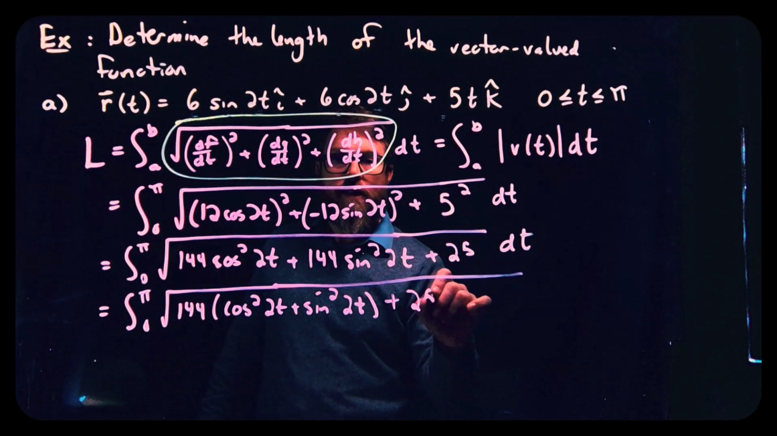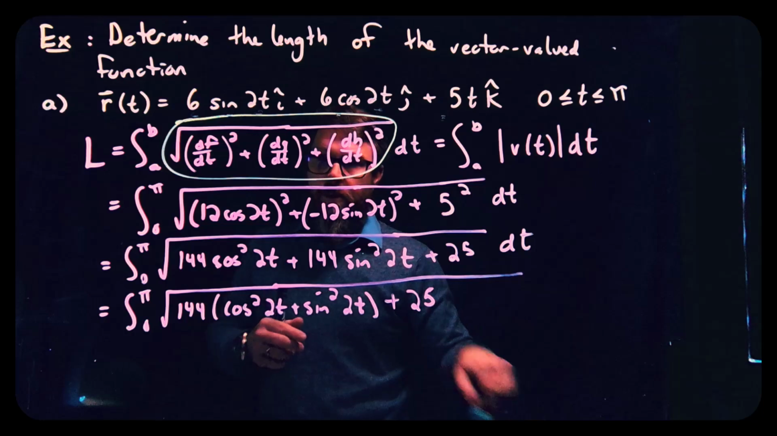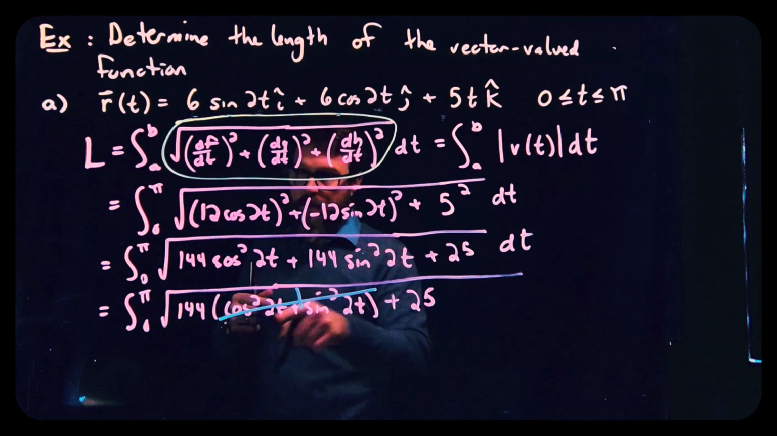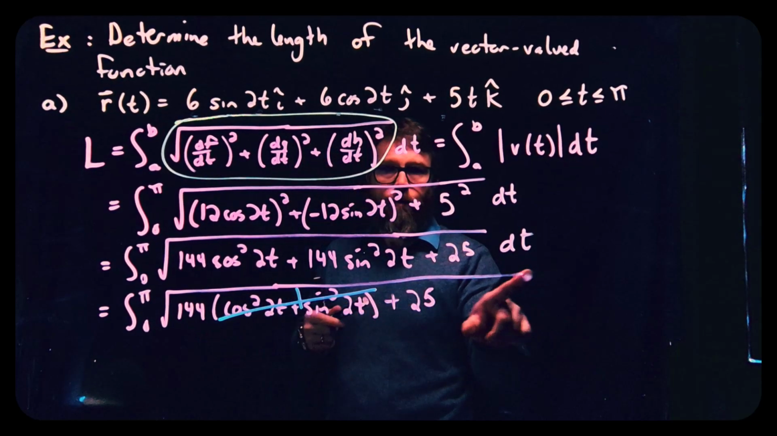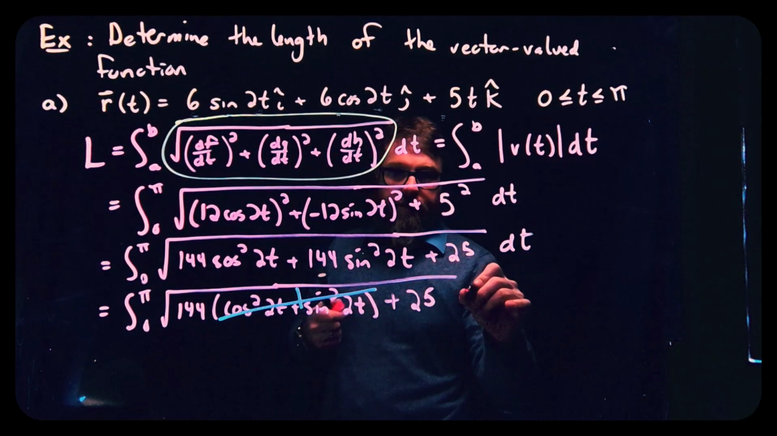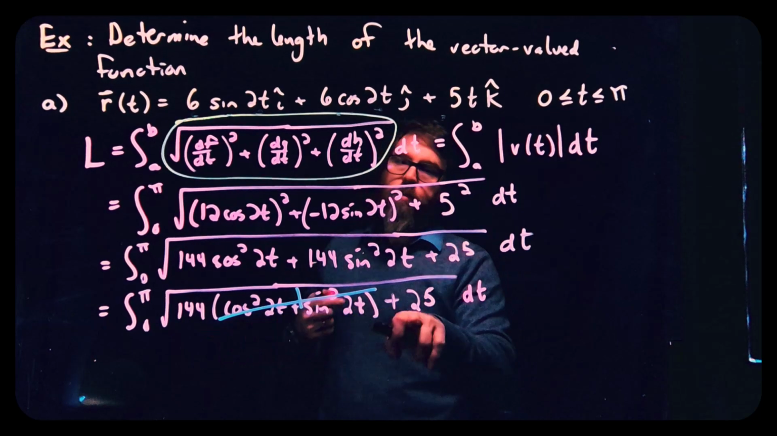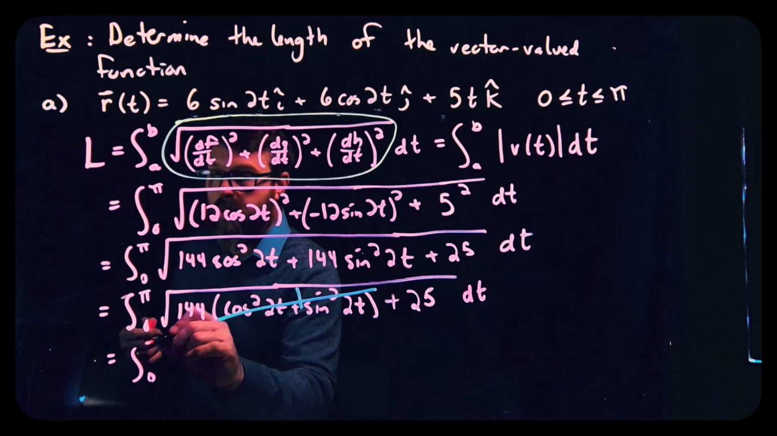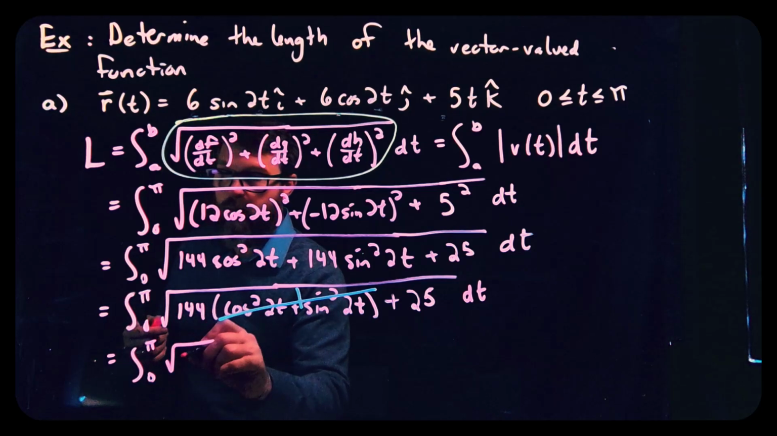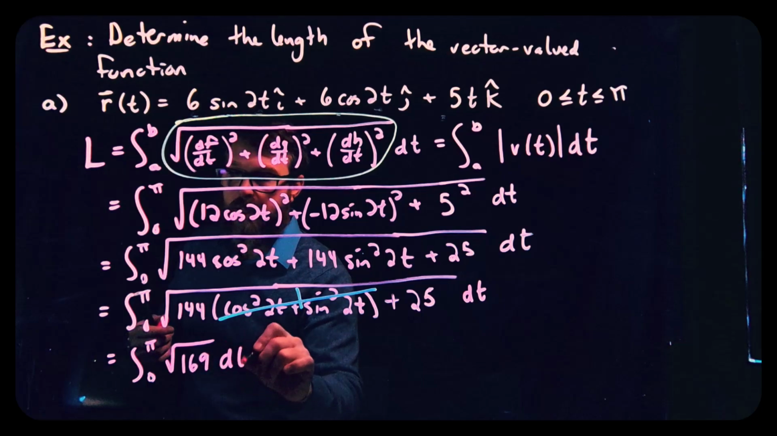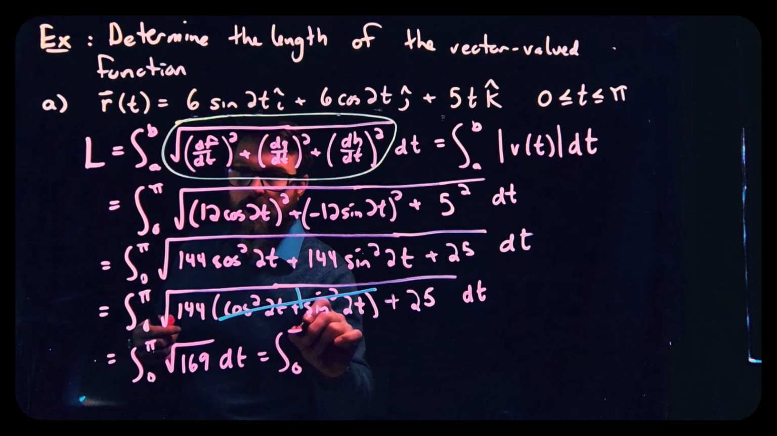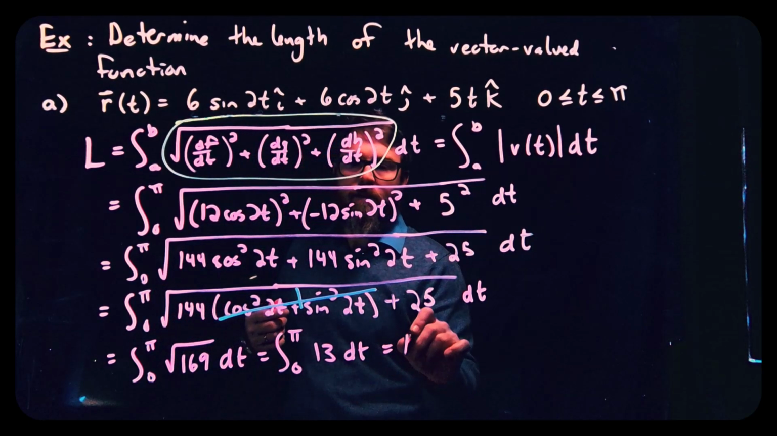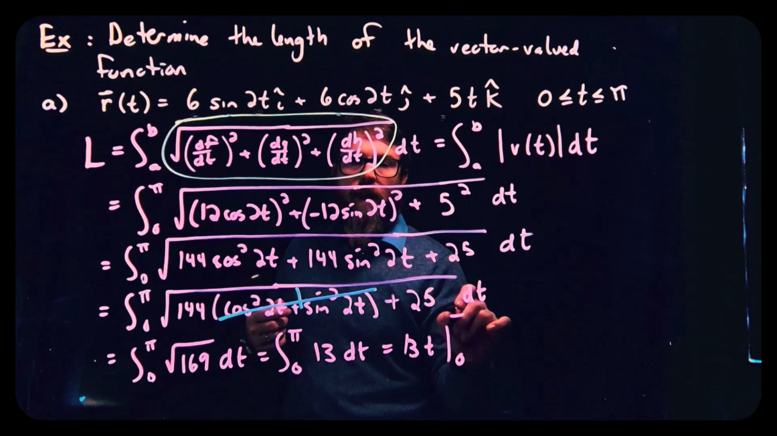And we know that that is a Pythagorean theorem. So this piece right here simplifies to just 1. So 144 times 1 is going to be equal to 144. And 144 plus 25 is going to be equal to 169. So this is the integral from 0 to pi of the square root of 169 dt. So the integral from 0 to pi of 13 dt, and the integral of 13 is going to be 13t, evaluated from 0 to pi.